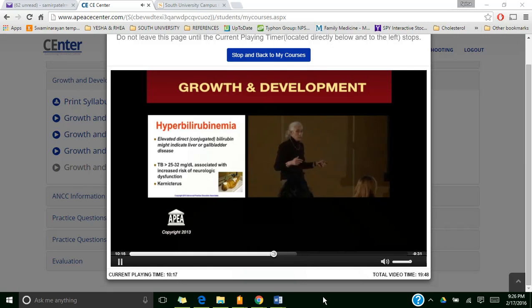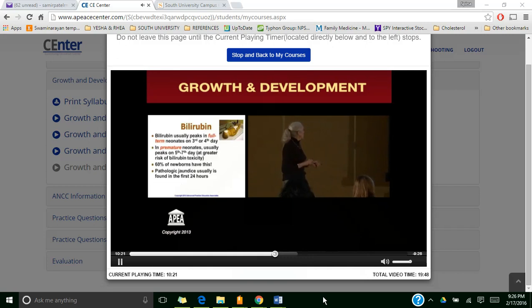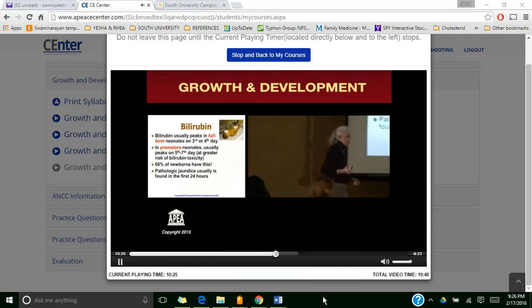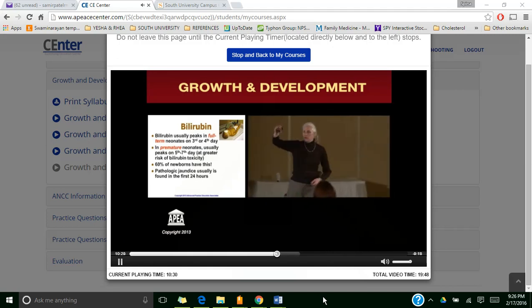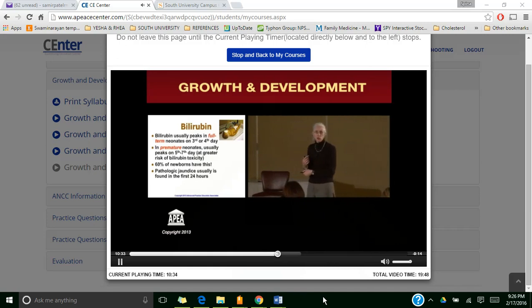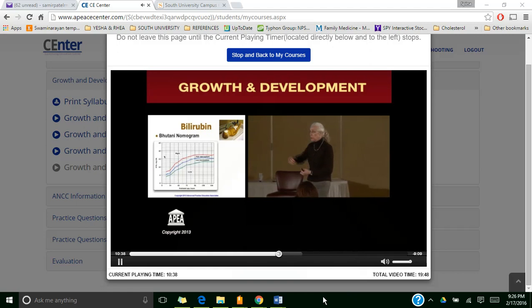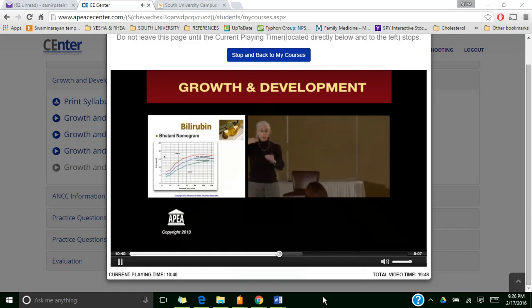A 3-day-old term infant who is being breastfed has hyperbilirubinemia. It's 16. First of all, I want to know if 16 is high or low, or what do you think? The baby's 3 days old, so he's 72 hours. His level is 16. So look where he is. He's right here on the Bhutani nomogram. So he's high. All right? So the baby's bilirubin level is elevated.